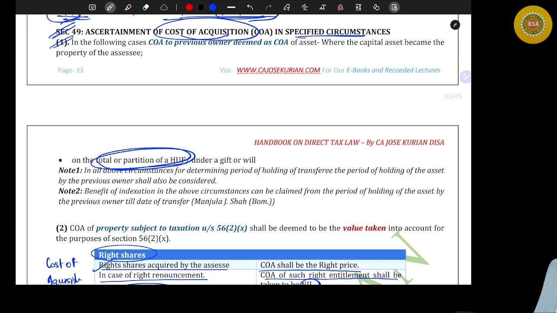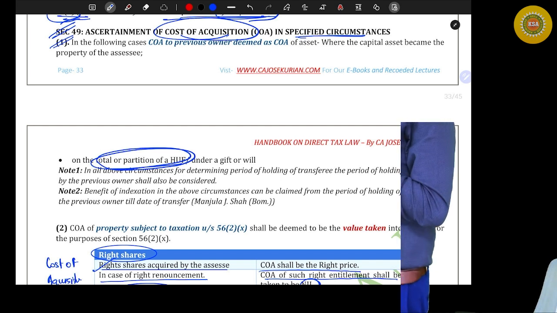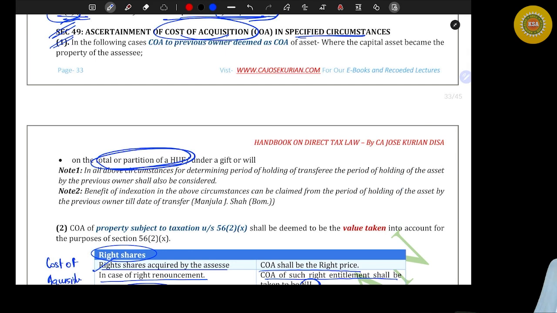In the above circumstances, the period of holding of the asset by the previous owner shall be considered, and the benefit of indexation in the above circumstances can be claimed from the date of holding of the asset by the previous owner till the date of transfer. That is Manjula J. Shah. BOM means Bombay High Court. Are you with me?